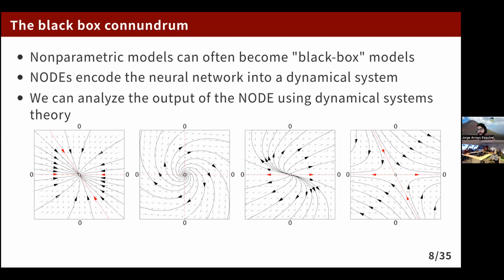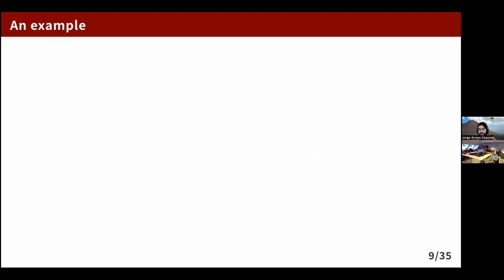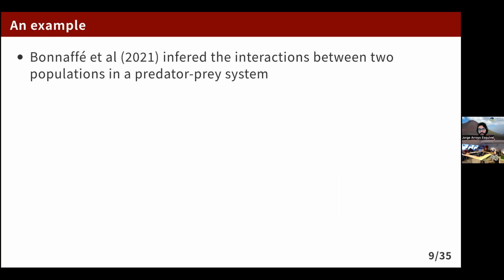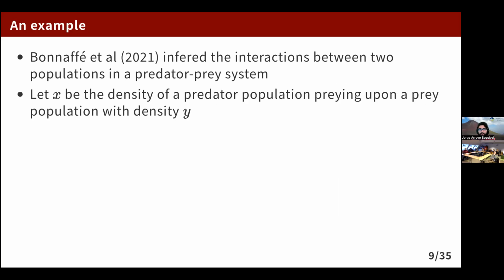So people have done, for example, look at equilibrium points, trying to do stability analysis of the trained neural networks, and you can get a lot of information out of them. I could have another talk just talking about the different techniques that we can use to interpret what the neural networks are doing when you make them NODEs. But I'm just going to briefly talk about the example that we have in ecology, where this paper by Bonafé and collaborators, they infer the interactions between two populations in a predator-prey system. So I'm just going to pretty briefly talk about what this model looks like.